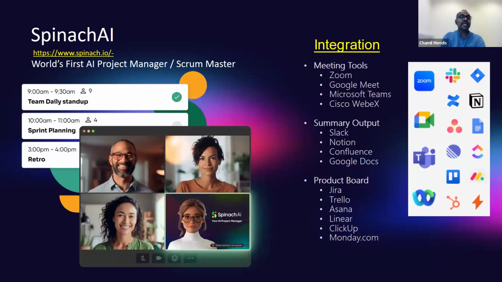And also we have Spinach.ai, which they say is the world's first AI project manager and Scrum Master. So this is an autonomous AI assistant which will automatically schedule all the sprint ceremonies if you are running an agile project, and then it will automatically handle meetings and get the meeting minutes updated and uploaded to, let's say, if you are using a product board like Jira or ClickUp or Monday.com and meeting tools like Zoom, you can have an integration between these platforms.